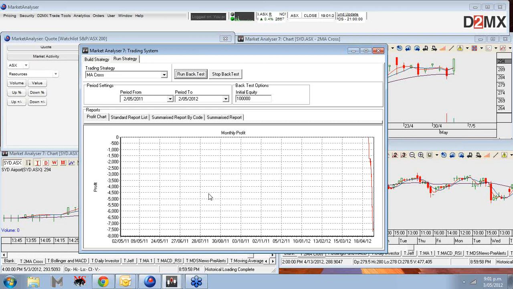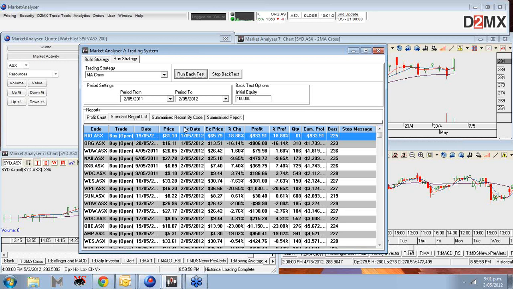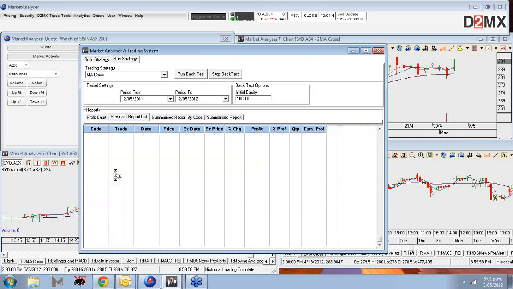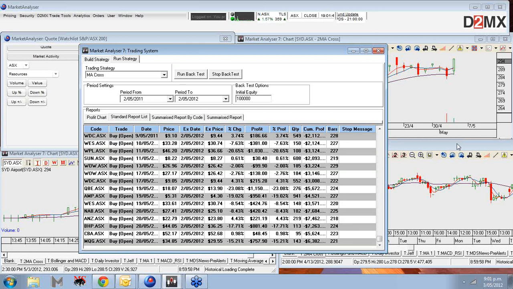Now, because we haven't seen any exits, this is not going to mean much. But if we go to the standard report list, we get a list of all the codes that actually met that criteria. And there's a number of shares that met that criteria yesterday. So that's one way that you can do it. Here you're running a scan, but you're using the back tester to run the scan because you're testing historically rather than up to date. So that's how you do it in the new Market Analyser 7.